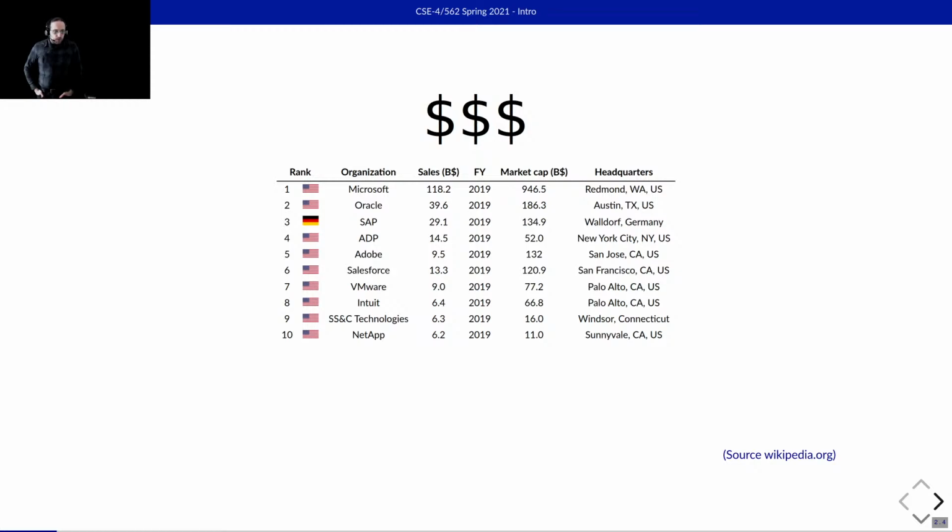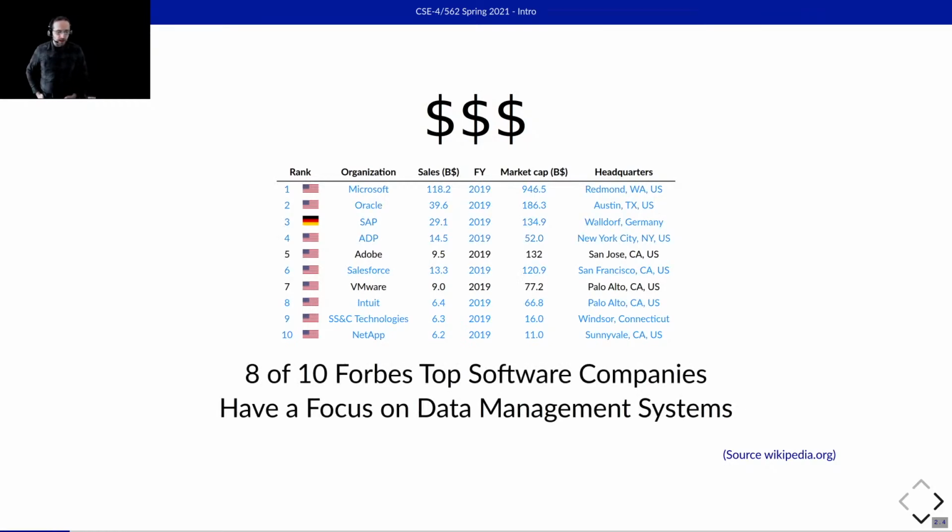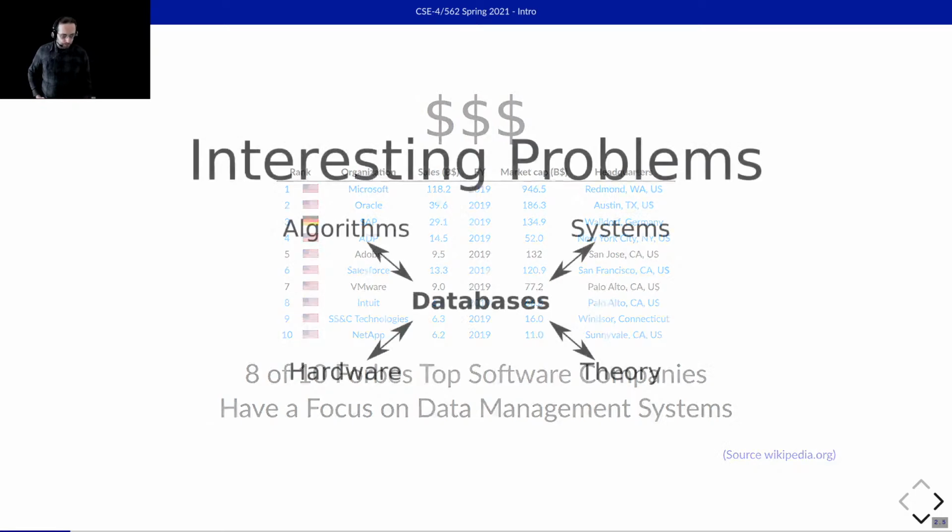If you are here more for the bling, well, we got you covered. 8 of the top 10 software companies according to Forbes have a huge focus on data management. So if you're looking for a job, there's few better options than database systems. On top of that, several of those companies, in fact the top three, have as their main product a data management tool or service.